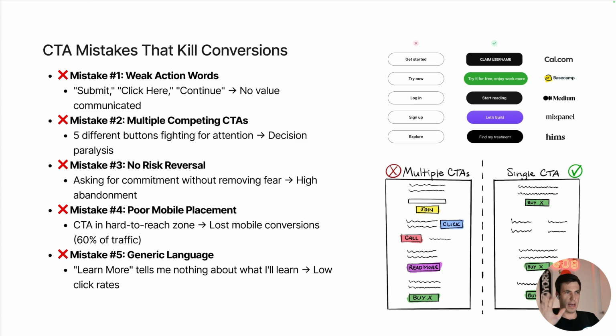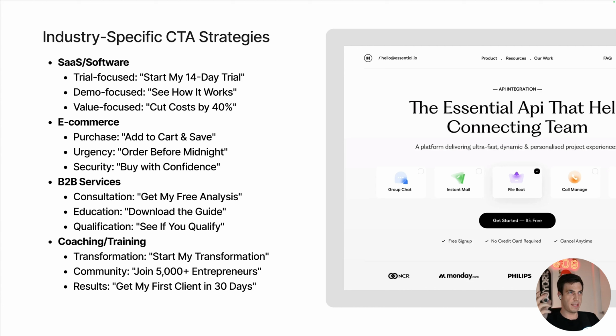And mistake number 5 is using generic language. So "learn more" tells me nothing about what I'll learn, versus low click rates. So, industry specific call to action strategies. There's different optimal language that you should be using for different industries.